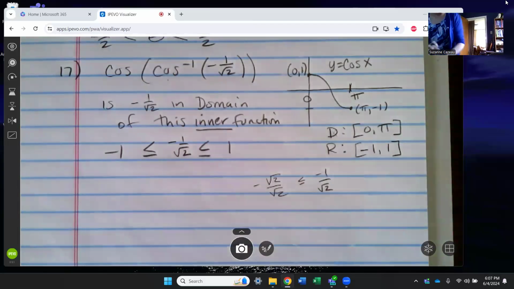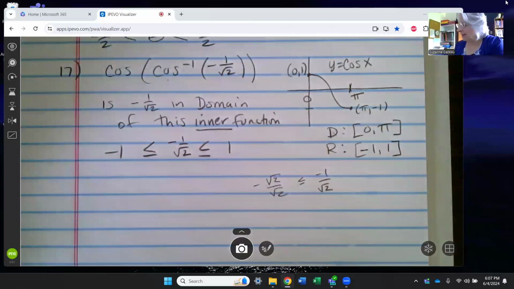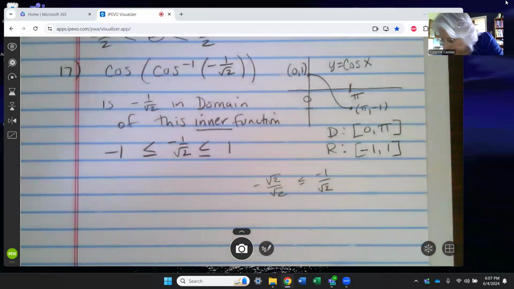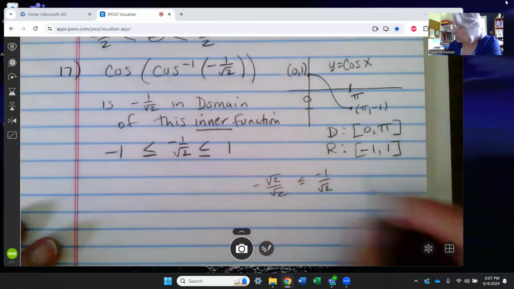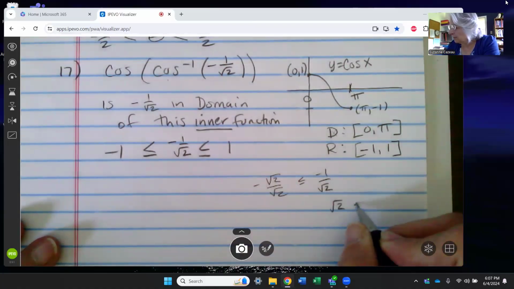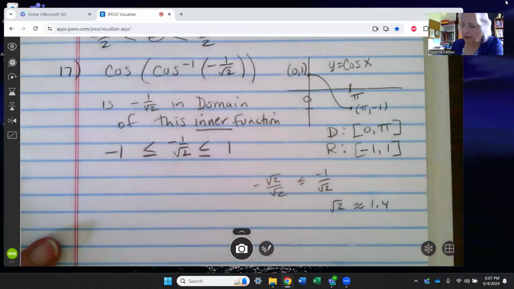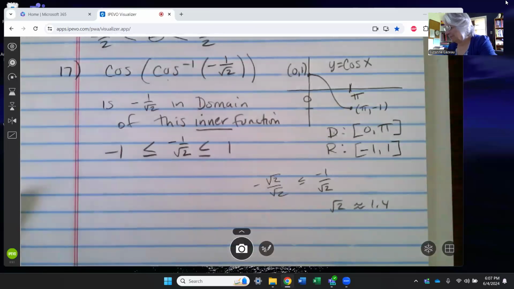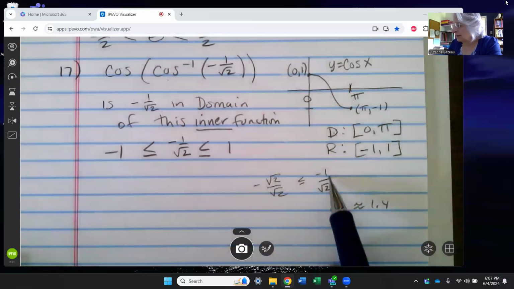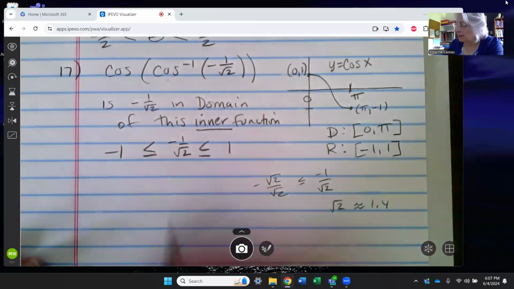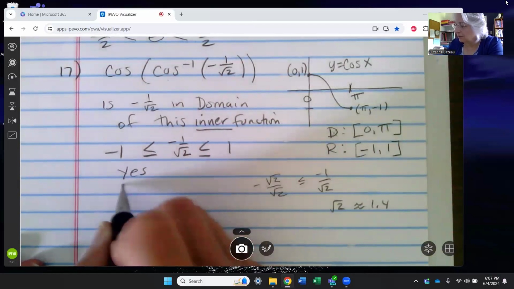I feel really silly. Don't fault me for that. This is late, and this has been going on for a while, and I'm having eyeglass issues. This is 1.4. So root 2 is about 1.4, and I should have known that. Feeling silly. So if this is negative 1.4, then that's in there. Okay, and the answer is yes.